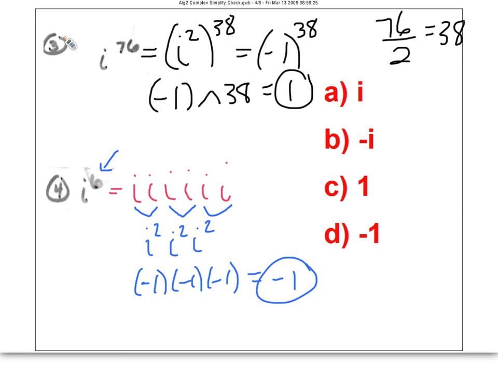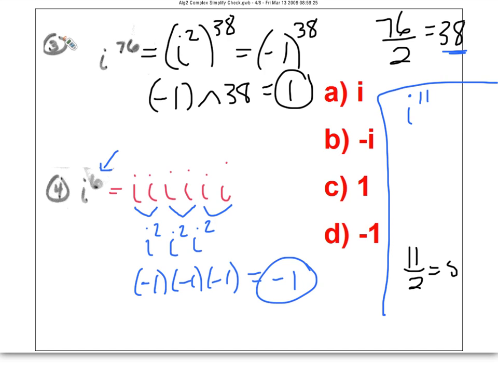Now I do want to show you one more. On here both of our answers are 1 or -1. What would it look like if the answer became i or -i? So let's do a third example on this slide. Let's look at i to the 11th power. If I use this trick, 11 divided by 2 goes in there 5.5 times, which means I get 5 pairs of i squareds. So I'm going to do i squared 5 times. If you do i squared 5 times, you're going to have 10 i's. So don't forget, you're going to have a leftover.